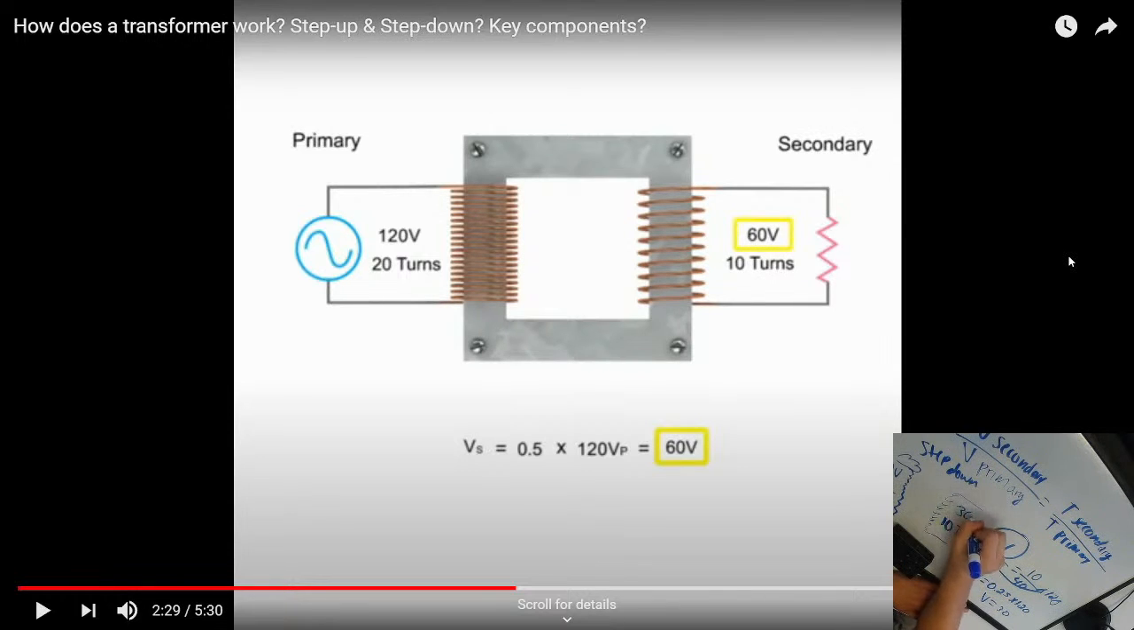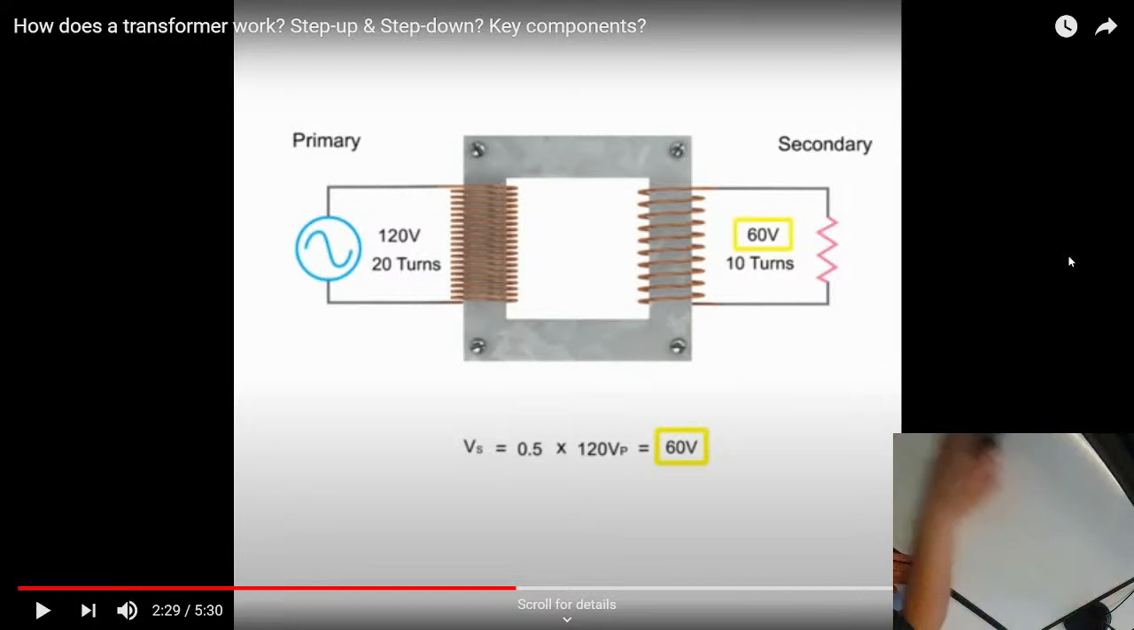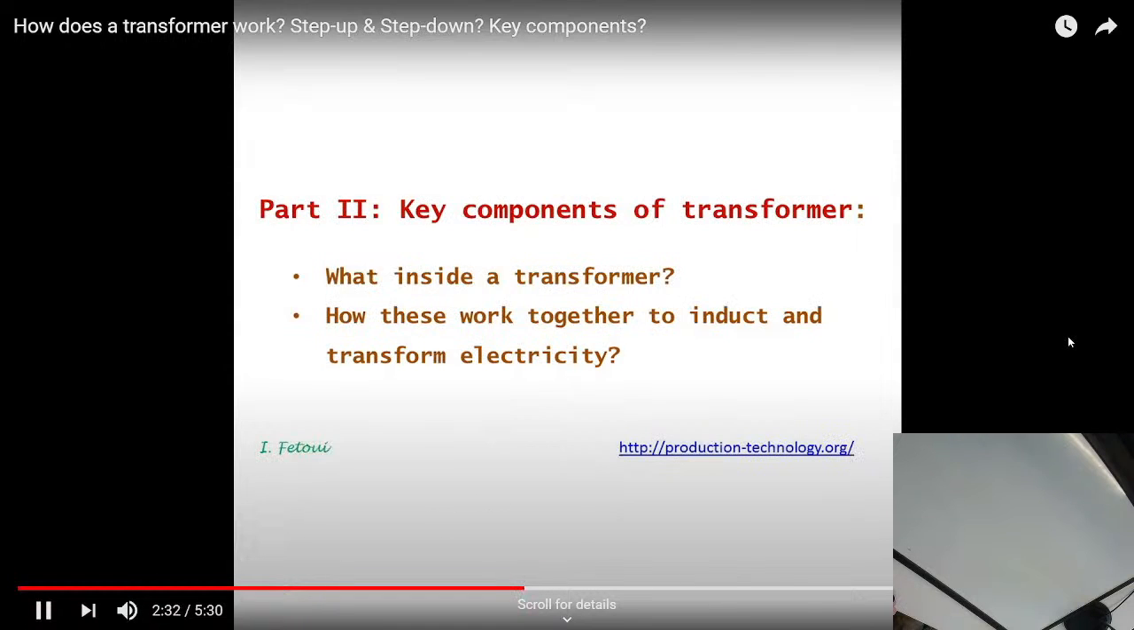30. So now we have a 120 volt 40 turn transformer stepping down to a 10 turn transformer that's going to produce 30 volts. Is it helping that you can see how you can do the equations and figure it out for yourself? All right, so let's just remember that it's secondary voltage over primary voltage, secondary turns ratio over primary turns ratio. All right, let's keep watching this.